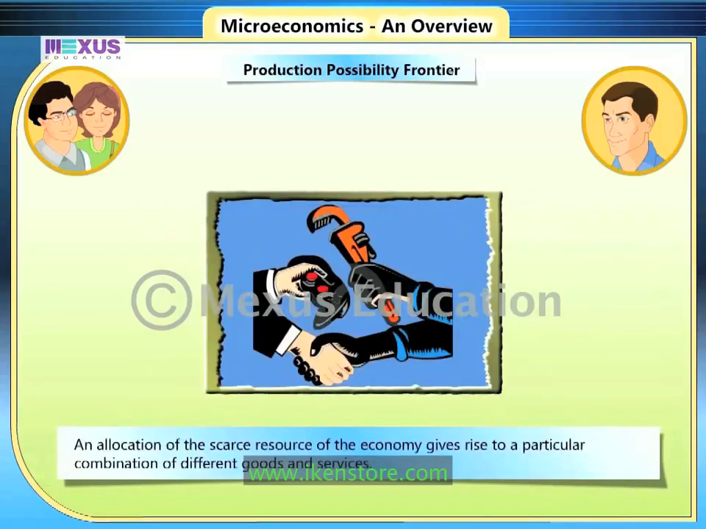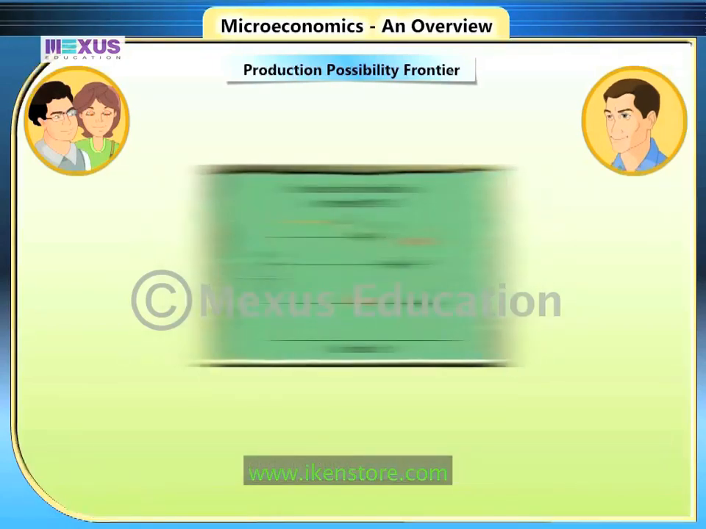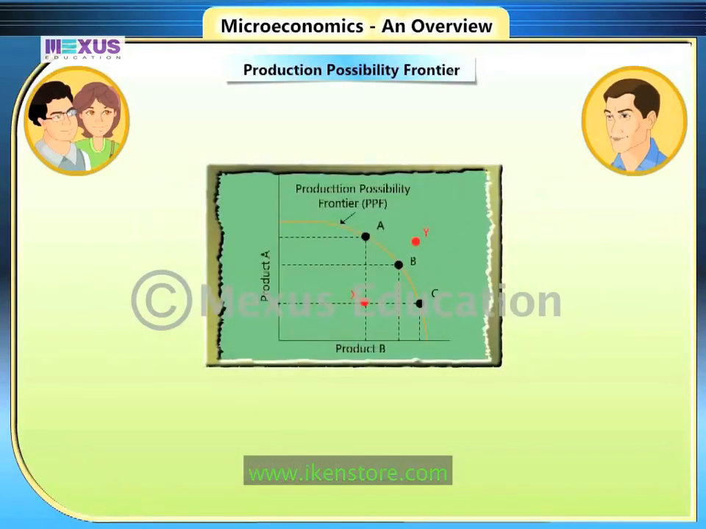Moving to the next and the most interesting topic, called the production possibility frontier. An allocation of the scarce resources of the economy gives rise to a particular combination of different goods and services. Given the total amount of resources, it is possible to allocate the resources in many different ways, and therefore achieving different mixes of all possible goods and services.